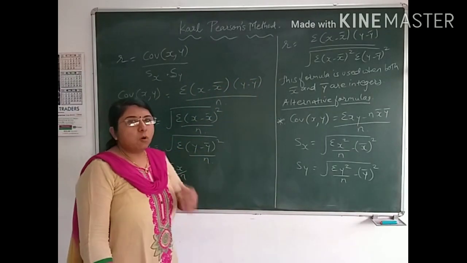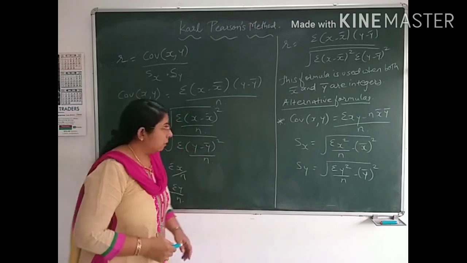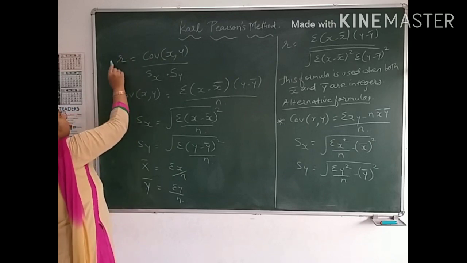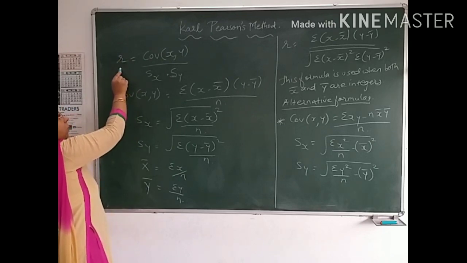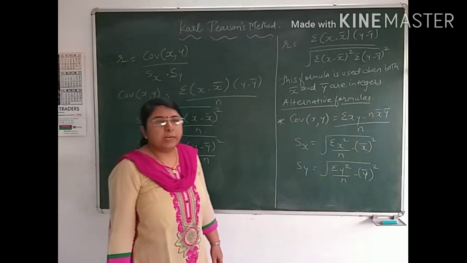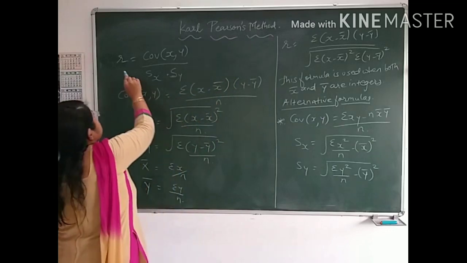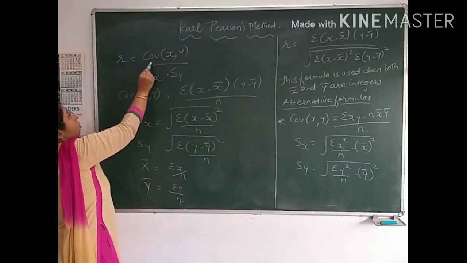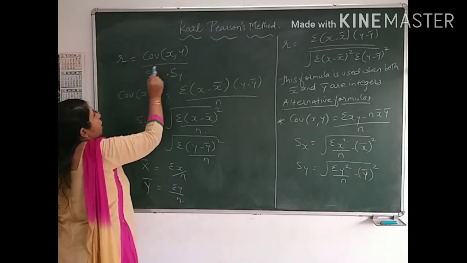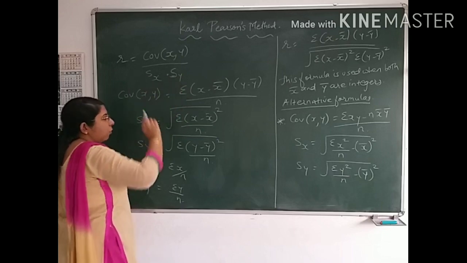Now the correlation coefficient is denoted by the letter R. So every time, wherever there is correlation coefficient, we will not write the words correlation coefficient, but will denote it by the letter R. Now the first formula to find the correlation coefficient by Karl Pearson's method is R is equal to covariance of xy upon standard deviation of x into standard deviation of y.